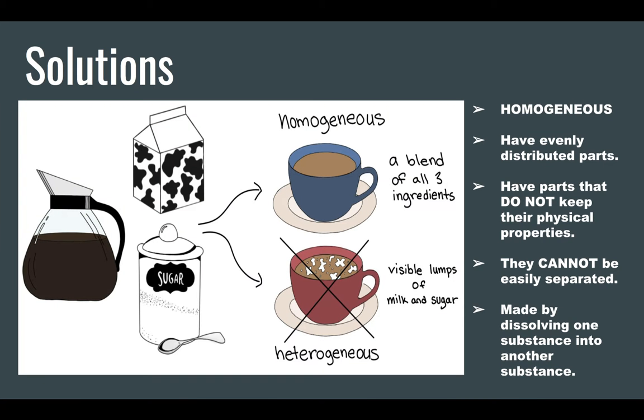A solution is different from a mixture. Similar in some ways because we're still mixing some things together, but different. A solution is made by dissolving one thing into another thing. For example, in this cup of coffee here, I've mixed coffee, milk, and sugar. And when I mix them together, they're evenly distributed. All the parts no longer keep their properties. I can't separate the different parts easily.